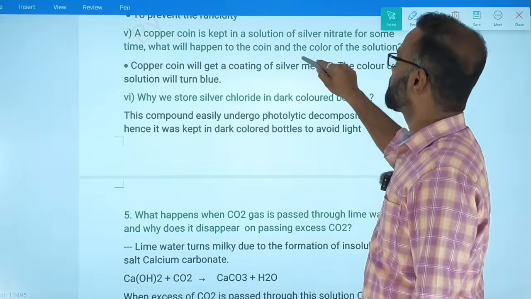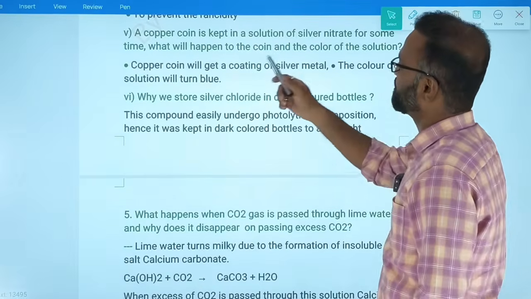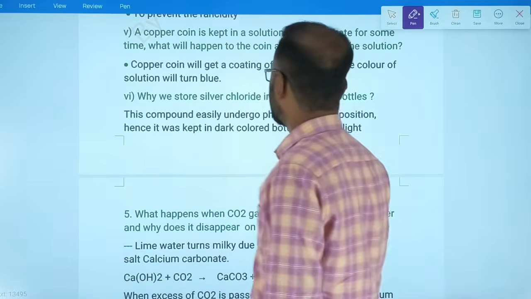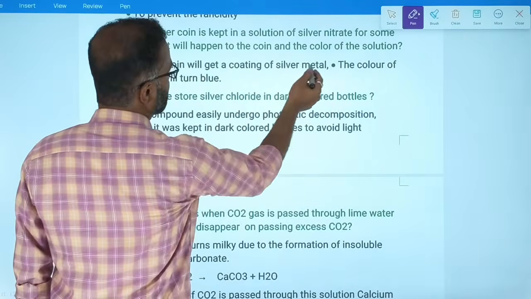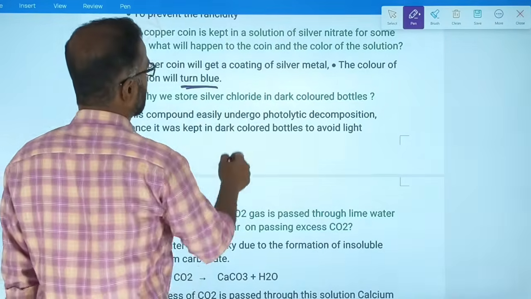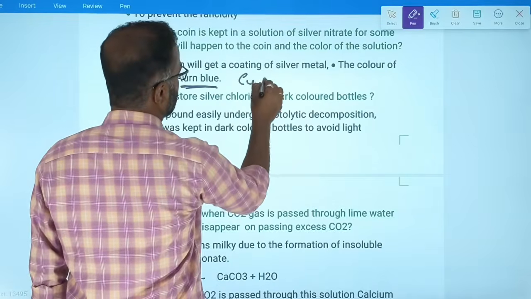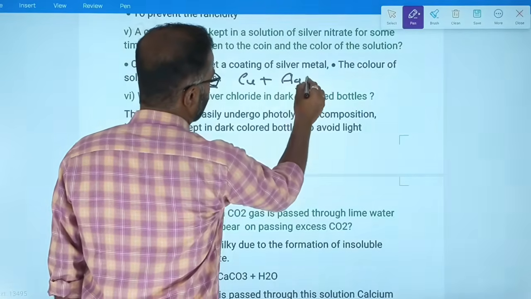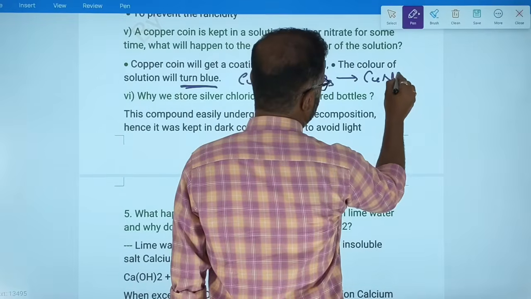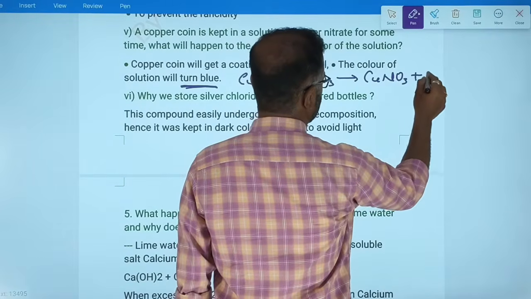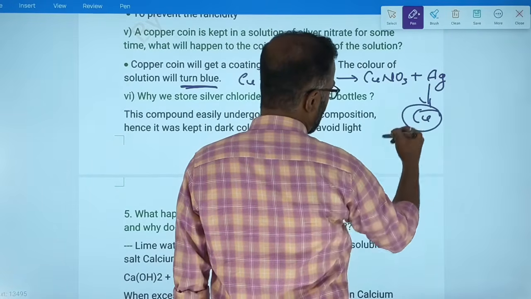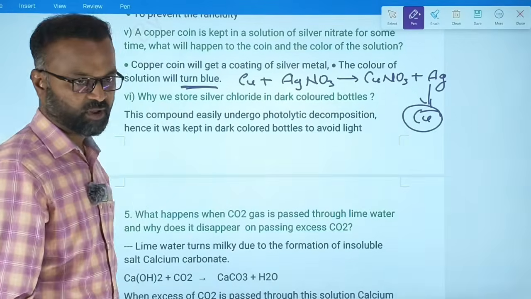Now next one is, hope I am not going too fast. A copper coin is kept in a solution of silver nitrate for some time. What will happen to the coin and the color of the solution? See, the copper coin will get a coating of silver metal. The color of the solution will turn blue. That means what is happening here? Copper reacts with silver nitrate, AgNO3, to form copper nitrate, and silver is displaced. The displaced silver will deposit on the copper coin. So this is clear. Okay, fine.